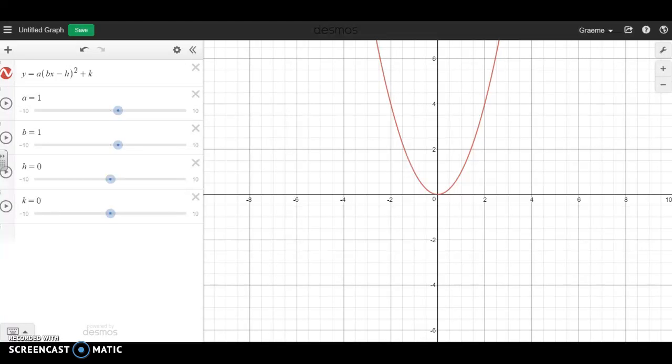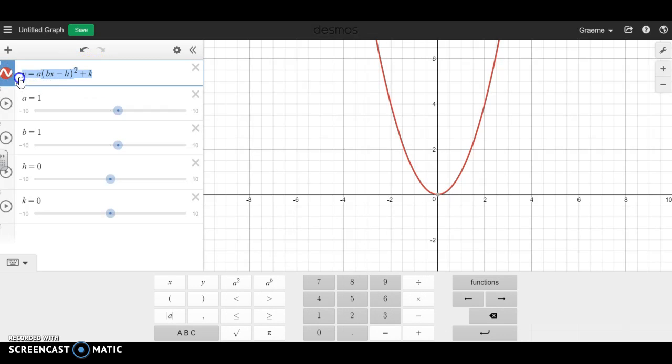Okay, in the second part, I just wanted to do a quick overview of how each part of the vertex form equation affects the graph of the parabola. So right now we have the parent function up there, y equals x squared. And you'll see in the top left right here, I've got the vertex form with a, b, h, and k in there. I wanted to show you how each part affected the graph.